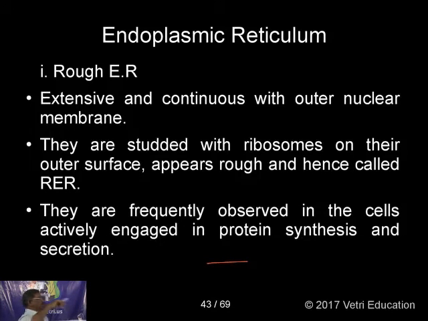Rough endoplasmic reticulum is extensive and continuous with the outer nuclear membrane. They are studded with ribosomes on their outer surface, appear rough and hence are called rough endoplasmic reticulum. They are frequently observed in cells actively engaged in protein synthesis and secretion.